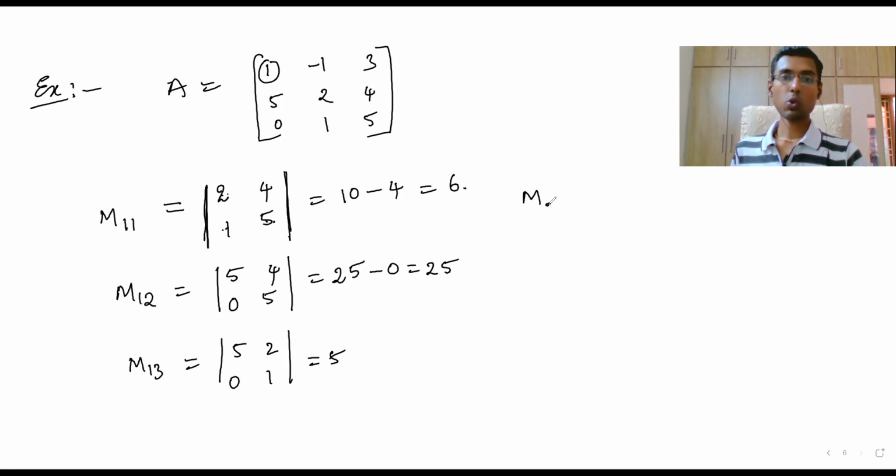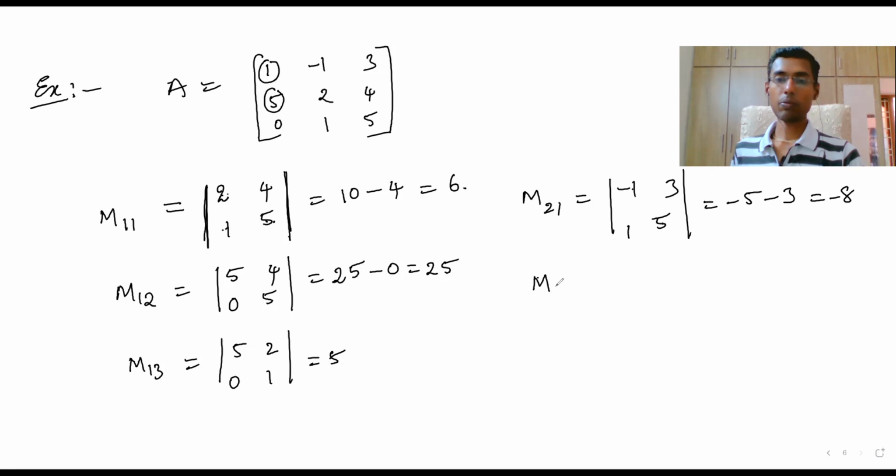Next, M21. What is M21? Second row, first column. If you remove that, you get minus 1, 3, 1, 5. So that is minus 1 into 5, AD minus BC, minus 1 into 2, minus 8. And M22: second row, second column, you remove and get 1, 3, 0, 5. This is 5 minus 0, this is 5. Hope you understand like this.